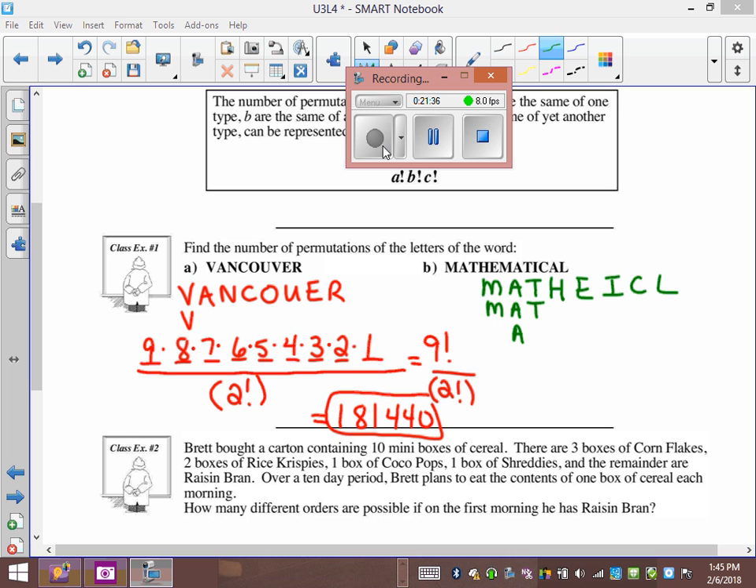M-A-T-H-E-M-A-T-I-C-A-L. 1, 2, 3, 4, 5, 6, 7, 8, 9, 10, 11, 12. Fun. 12 factorial over what? Three factorial, two factorial, two factorial. Because if you think about it, do this in your calculator. Go three factorial times two times two.